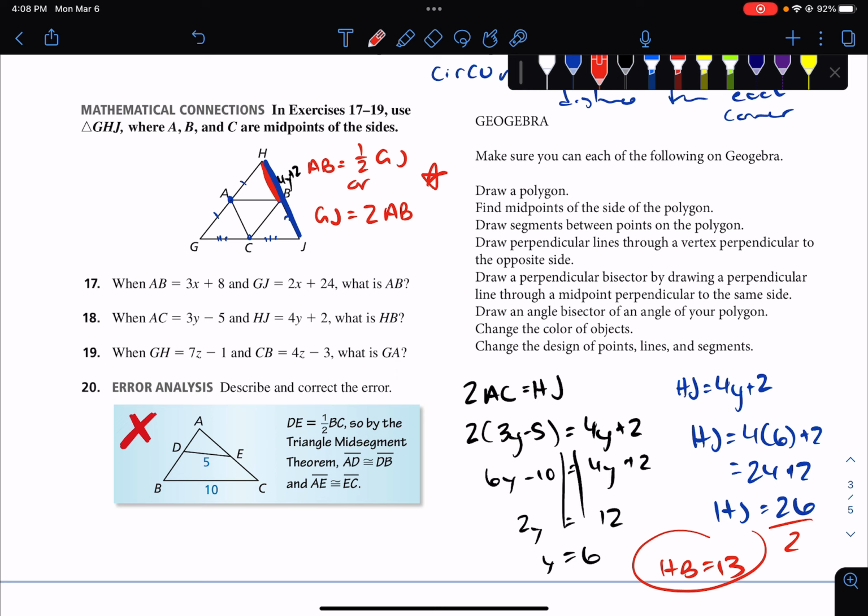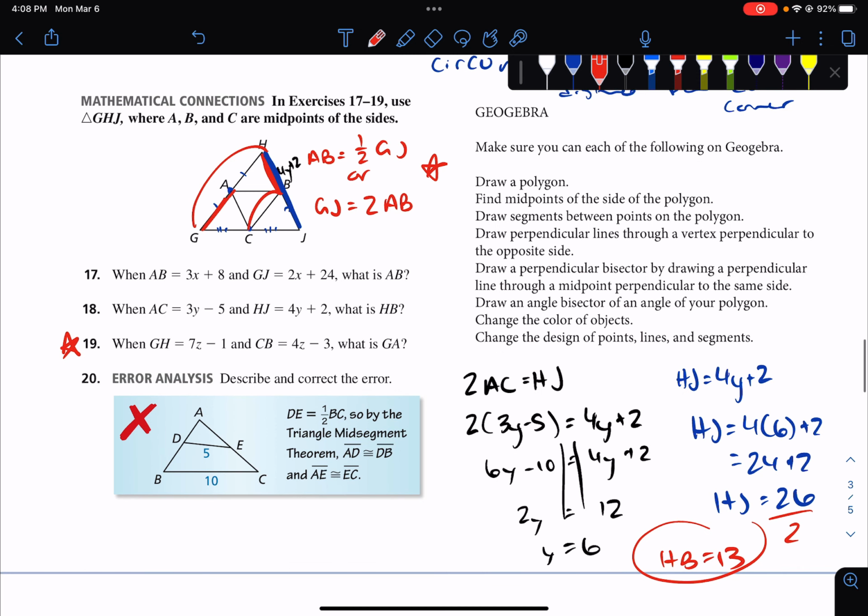All right, number 19. Very similar to what we just did, number 18, but instead you're looking for GA, and you're going to use GH and CB to solve that one. So give 19 a try, give 20 a try. I think you can figure them out from there.